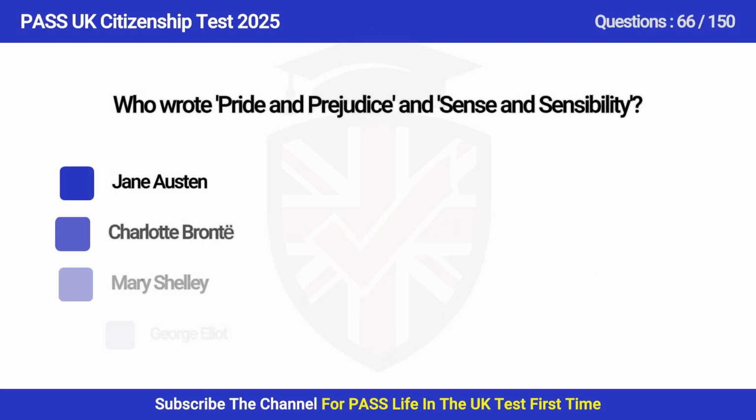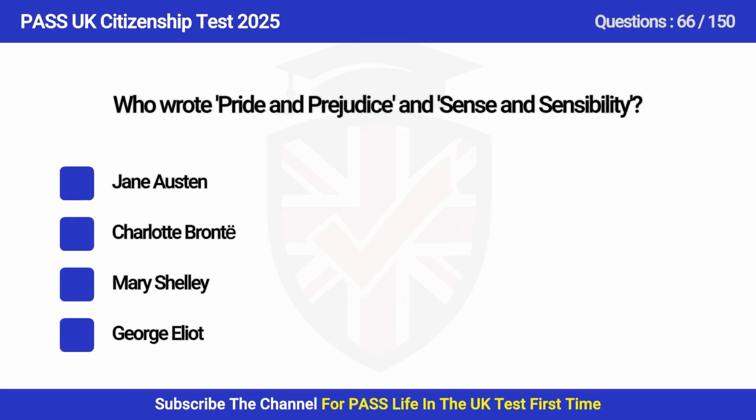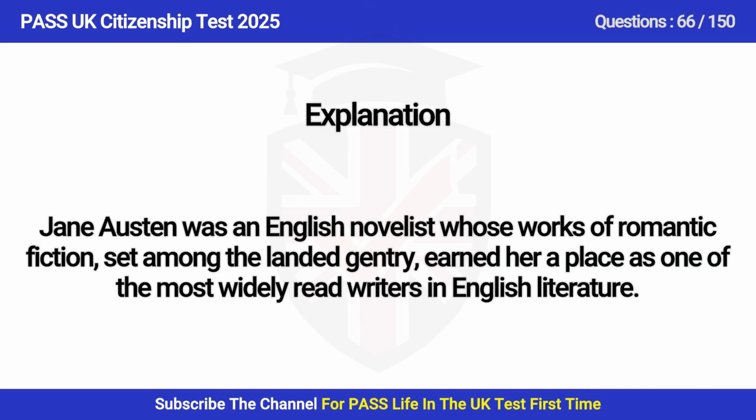Question 66. Who wrote Pride and Prejudice and Sense and Sensibility? A. Jane Austen, B. Charlotte Bronte, C. Mary Shelley, D. George Eliot. Answer is A. Jane Austen. Jane Austen was an English novelist whose works of romantic fiction, set among the landed gentry, earned her a place as one of the most widely read writers in English literature.